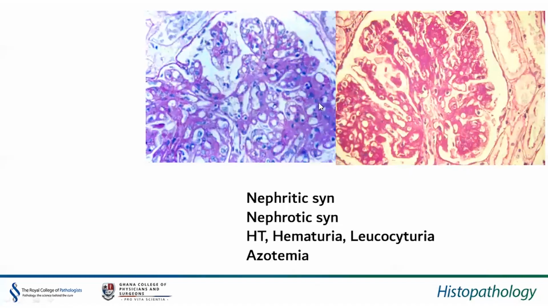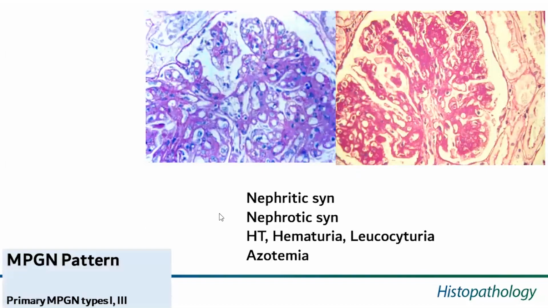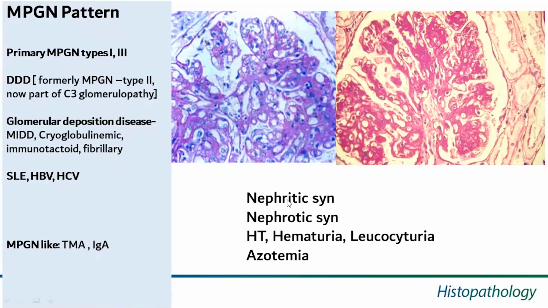So there is some mesangial and endocapillary proliferation. There is an increase in the mesangial matrix. And look at the glomerular capillary loops. There is thickening of the glomerular capillary loops. Look at the rigid, stiff appearance. So this pattern of injury is the membranoproliferative glomerulonephritis pattern. The matrix, as you can see, is beautifully highlighted by the PAS stain, and the capillary wall thickening is also well highlighted by the PAS stain. This type of injury can give rise to nephritic syndrome, nephrotic syndrome, hypertension, hematuria, leukocyturia, and azotemia.